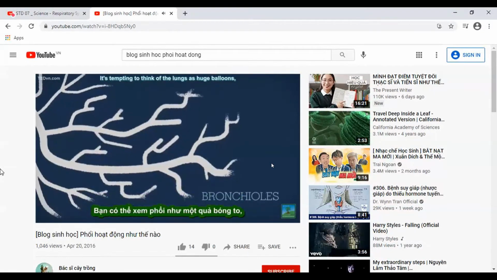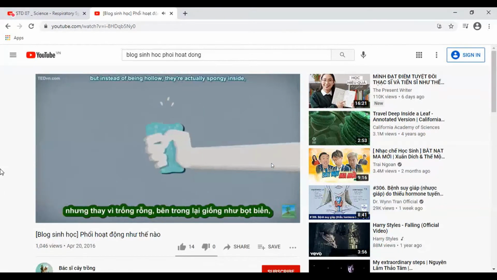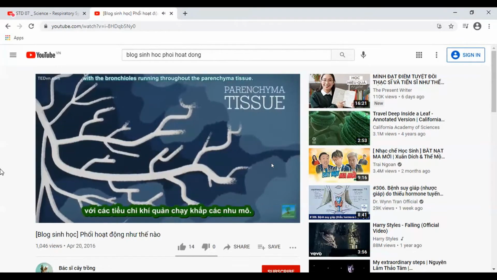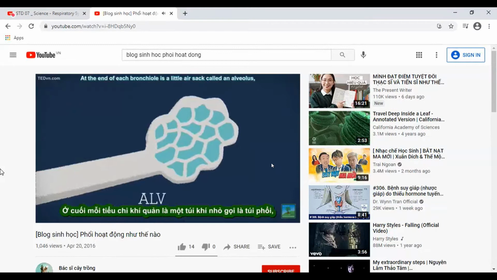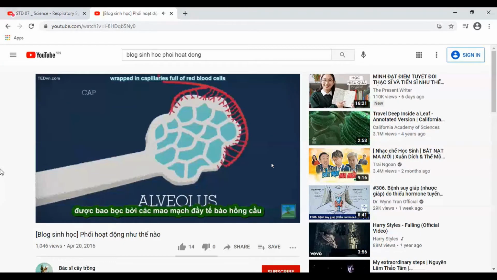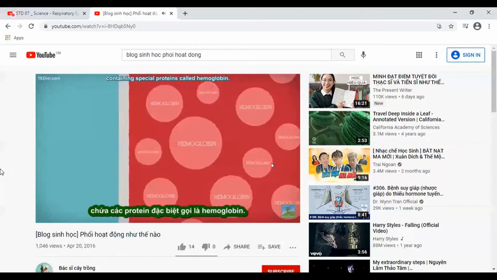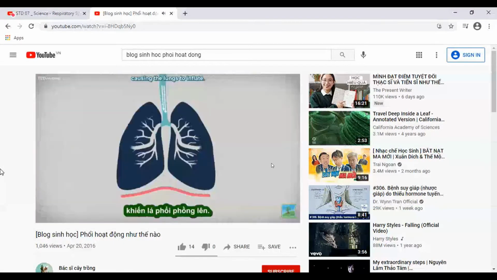It's tempting to think of the lungs as huge balloons, but instead of being hollow, they're actually spongy inside, with the bronchioles running throughout the parenchyma tissue. At the end of each bronchiole is a little air sac called an alveolus, wrapped in capillaries full of red blood cells containing special proteins called hemoglobin. The air you've breathed in fills these sacs, causing the lungs to inflate.